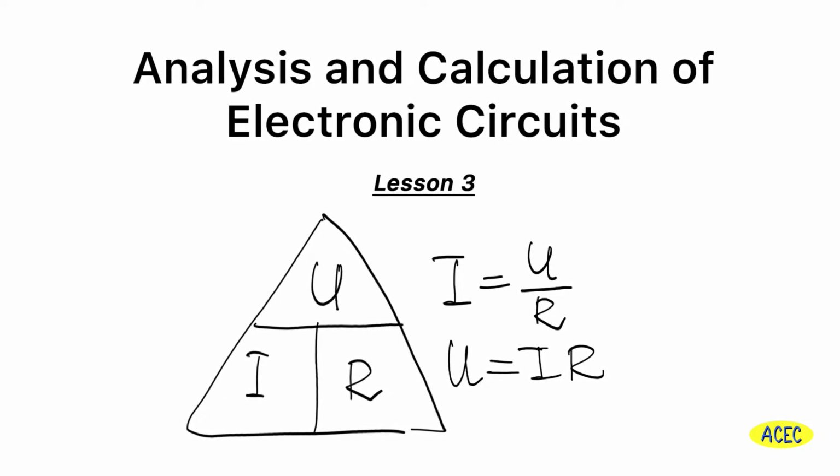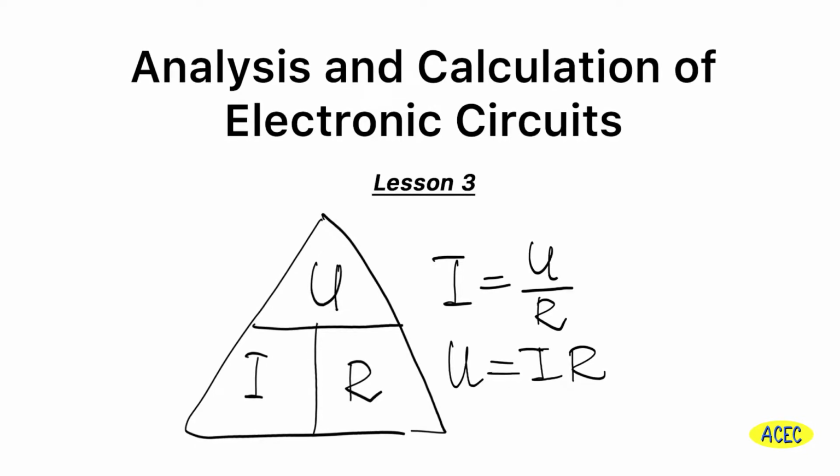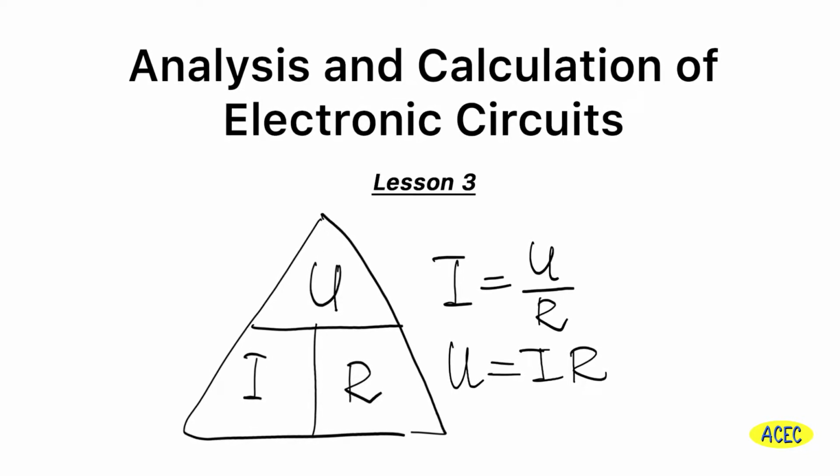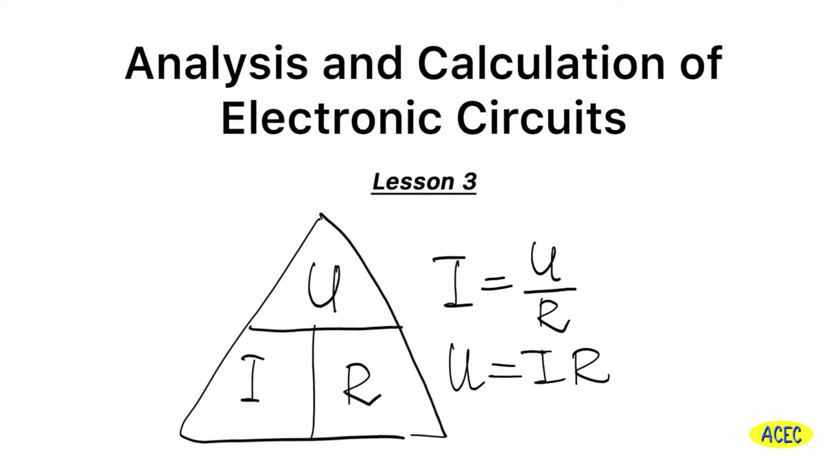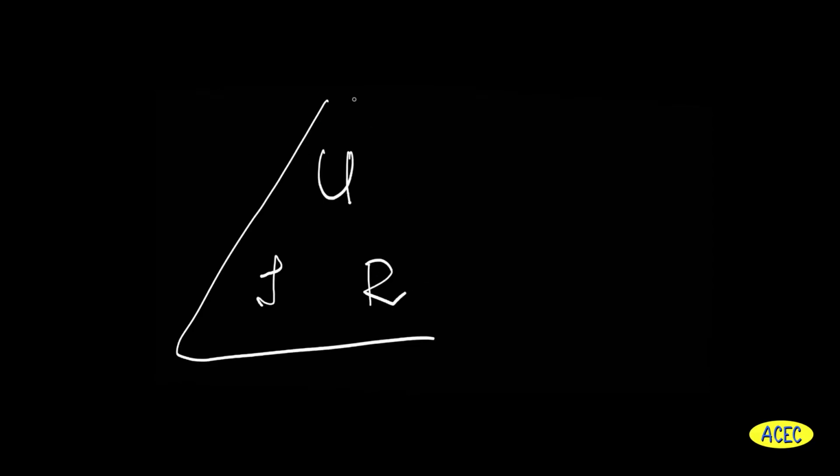This tutorial is dedicated to the next very useful and basic law in circuit analyzing and practice. It's called Ohm's law. Ohm's law defines the relationship between voltage, current and resistance in an electric circuit. The current is directly proportional to the voltage and inversely proportional to the resistance.